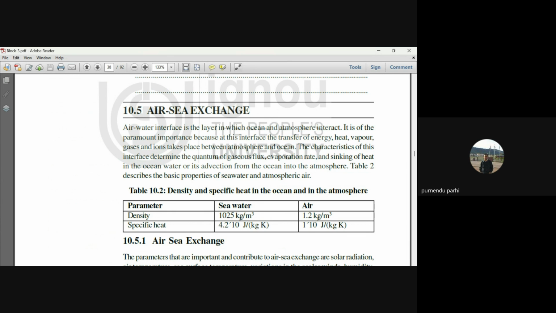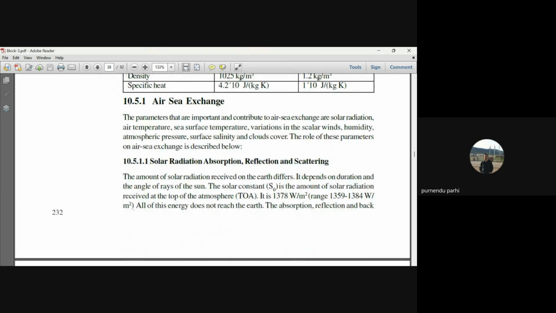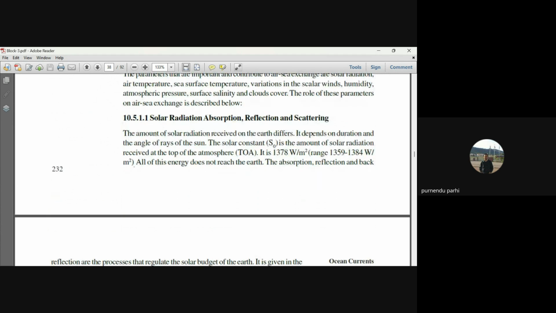Here the parameters density and specific heat of seawater and air have been compared. Air-sea exchange. The parameters that are important and contribute to air-sea exchange are solar radiation, air temperature, sea surface temperature, variation in the scalar winds, humidity, atmospheric pressure, surface salinity, and cloud cover. The role of these parameters on air-sea exchange is described below.